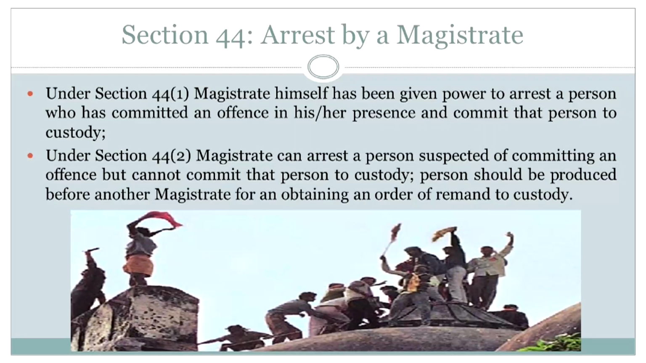Let's move on now to Section 44, which deals with arrest by a magistrate. And let's go to a slide. Under Section 44, Clause 1, a magistrate himself has been given the power to arrest a person who has committed an offense in his or her presence and can commit that person to custody. Under Section 44, Clause 2, the magistrate can arrest a person suspected of committing an offense but cannot commit that person to custody. The person should be produced before another magistrate for obtaining an order of remand to custody.